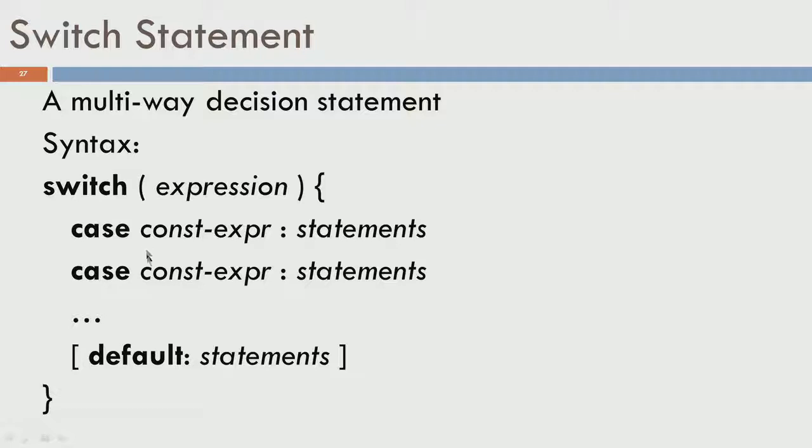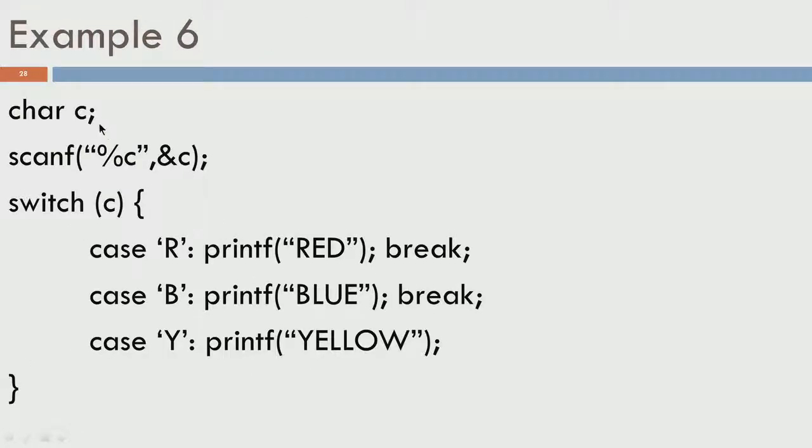Essentially what happens is if you have multiple choices, depending on the value of the expression, whichever evaluates to true, those statements will get executed. If none of these expressions evaluate to true, then the default clause will kick in and this set of statements will get executed. So, let us see examples. Let us say I have a character C and I read this character from the user. If the character is one of R, B and Y, I want to print something on the screen. If the user inputs capital R, I want to printf red. If the user inputs B, I want to printf blue. If the user inputs Y, I want to printf yellow.